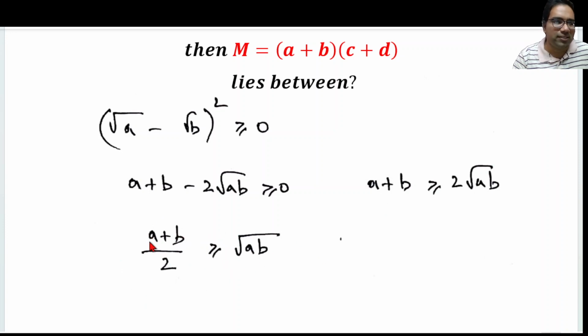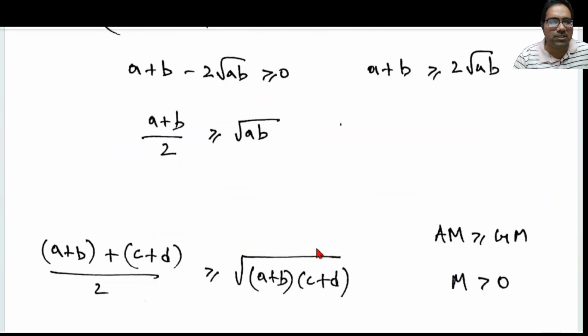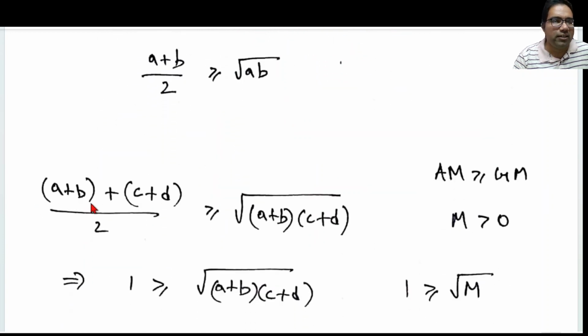That means arithmetic mean is always greater than or equal to geometric mean. Equality when A and B are same. A plus A by 2, that is A. 2A by 2 is A, and root of A into A, that also is A. Equality when both are same. Let us use this. Now let one number be a plus b and the second number be c plus d. Then (a plus b plus c plus d) by 2 becomes greater than or equal to under root of (a plus b) into (c plus d).